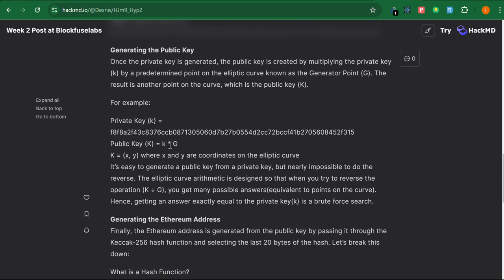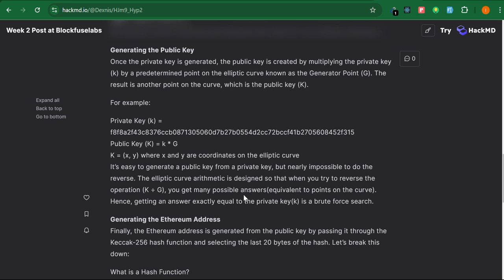No, it's not that. So it is easy to generate a public key from a private key, but nearly impossible to do the reverse. The elliptic curve arithmetic is designed so that when you try to reverse the operation, that is, you want to do k, which is the public key, divided by the generator point g, you get many possible answers, which is equivalent to many points on the curve. Okay, so getting an answer which is exactly equal to the private key is a brute force search.